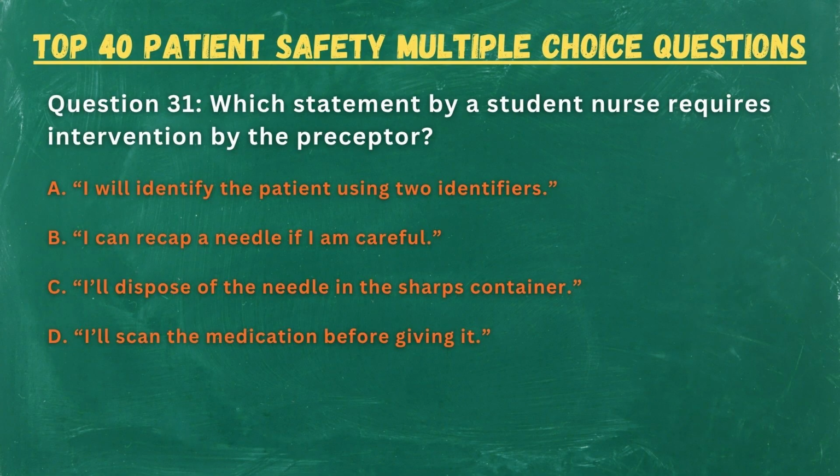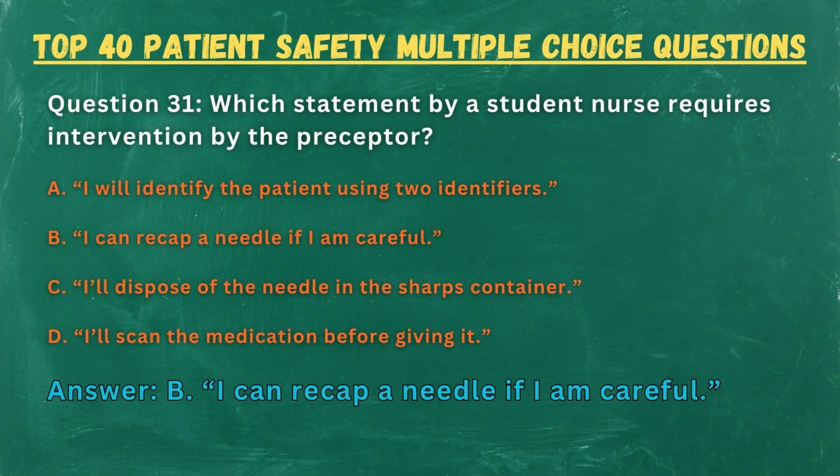Question 31. Which statement by a student nurse requires intervention by the preceptor? A. I will identify the patient using two identifiers. B. I can recap a needle if I am careful. C. I'll dispose of the needle in the sharps container. D. I'll scan the medication before giving it. Answer: B. I can recap a needle if I am careful.